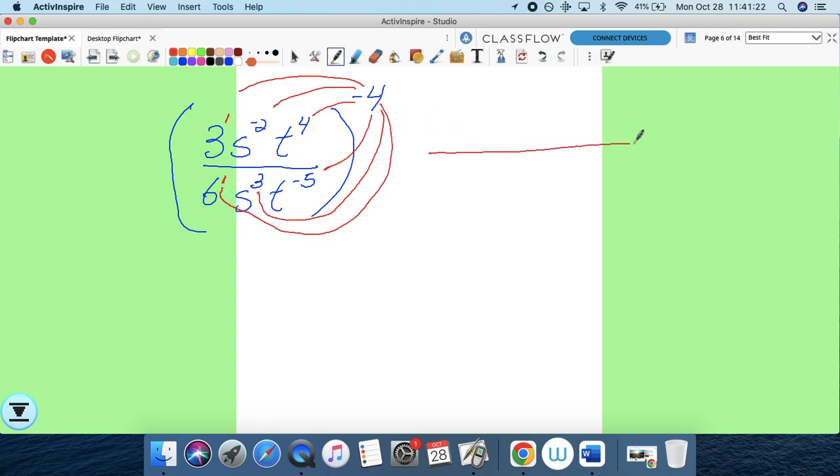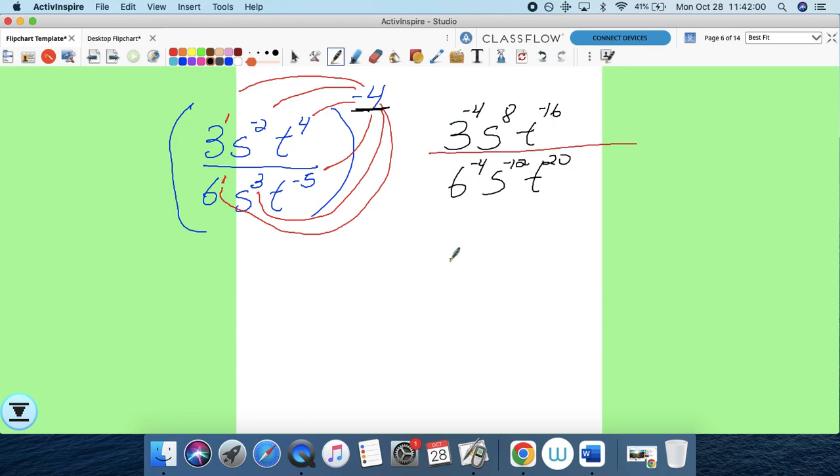So let's clean it up. So 3, well, 1 times negative 4 is negative 4. The s, we have negative 2 times negative 4, which is positive 8. The t is t to the 4th. 4 times negative 4 is t to the negative 16. 6 to the first power, but its first power times negative 4 becomes negative 4. S to the third power, well, 3 times negative 4 becomes negative 12. And then t to the negative 5th, negative 5 times negative 4 is 20. So all I did was multiply this negative 4 over here times all the exponents inside the parentheses.